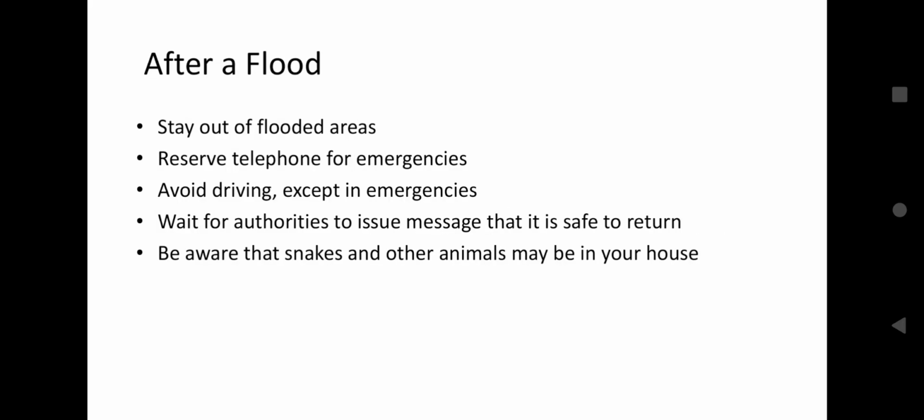What are the things we have to do after the flood? Stay out of the flooded area. Preserve the telephone for emergencies. Avoid driving except in an emergency. Wait for authorities to issue the message that it is safe to return. Before that, don't react quickly. After getting the message from the higher authorities or government that this is the safer time, you can leave. Then we can leave our home.